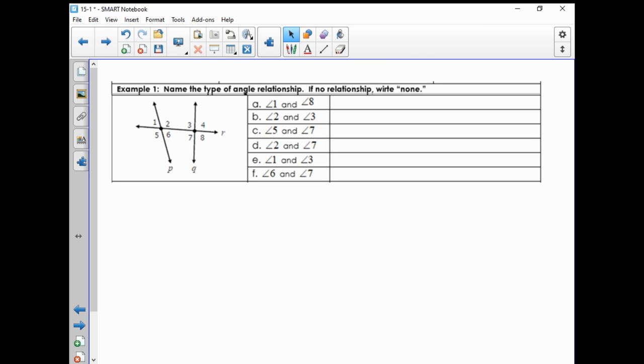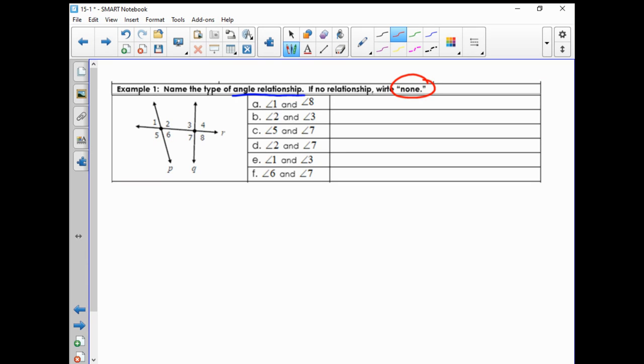Here's example number 1 in your packet. All they're asking is for us to just identify the angle relationship between the two angles that they give us here. Please note, this doesn't really pertain to this example, but it will for the next, that none is an option. Sometimes our angles don't have any relationship.